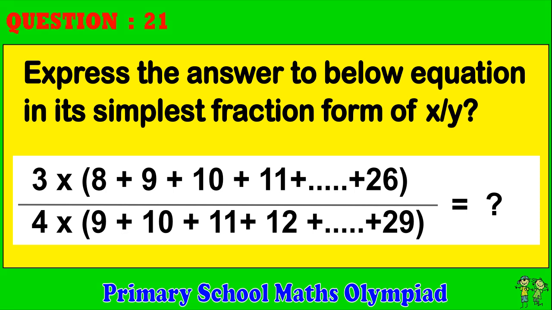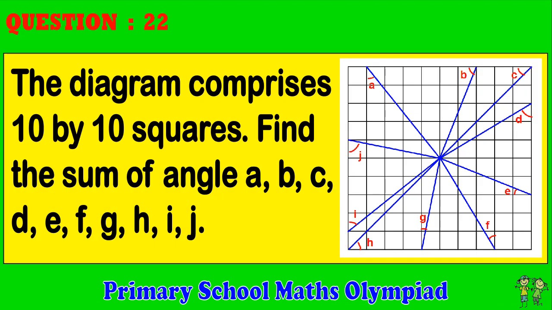Question 21. Express the answer to the below equation in its simplest fraction form of x over y. Question 22. The diagram comprises 10 by 10 squares. Find the sum of angles A, B, C, D, E, F, G, H, I, J.